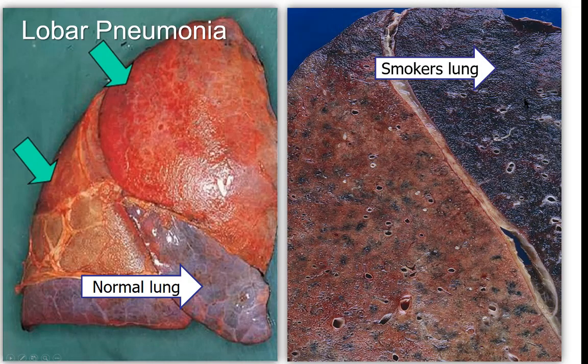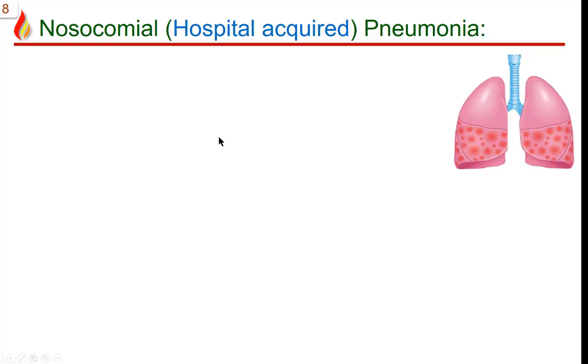So that's the normal lobe in a smoker's lung, so it appears dark, but that's normal. And pneumonia, that is the consolidation of the lobe, which is grayish now. Redness is clearing. Now the second group is the hospital-acquired or nosocomial pneumonias.